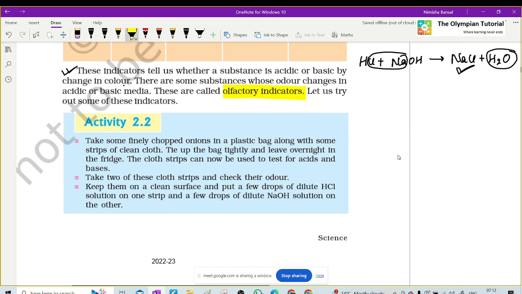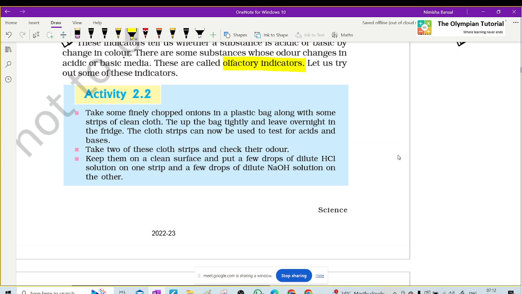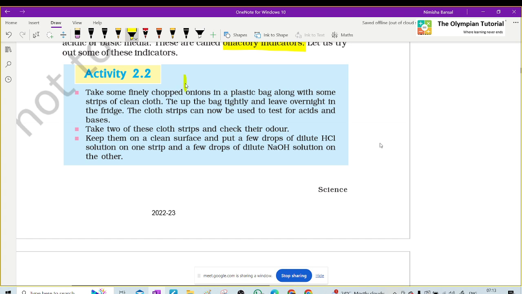Activity 2.2. Take some finely chopped onions in a plastic bag along with some strips of clean cloth. Tie up the bag tightly and leave overnight in the fridge. The cloth strips can now be used to test for acids and bases. Take two of these cloth strips and check their odor. Keep them on a clean surface and put few drops of dilute HCl solution on one strip and a few drops of dilute NaOH solution on the other. So olfactory indicators, their smell changes. Here they are using onion as an indicator.